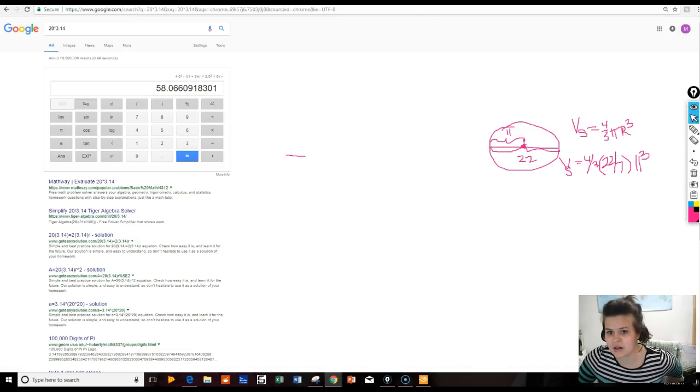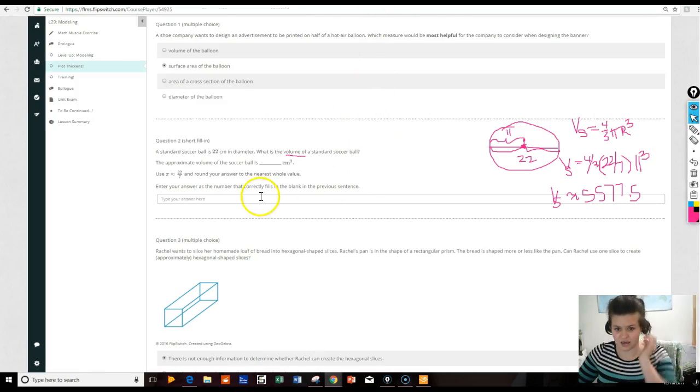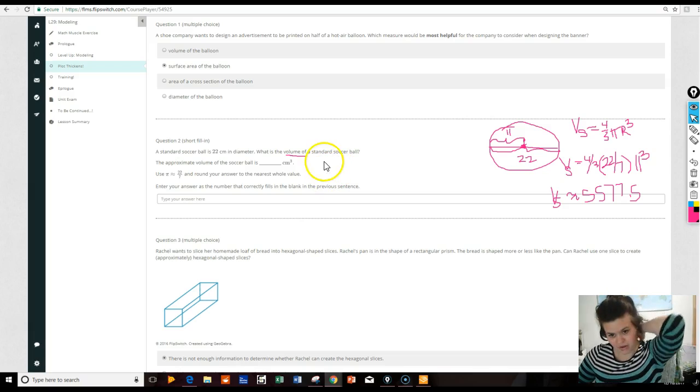And we're going to come over here to our calculator. We're going to type in parentheses 4 divided by 3, close parentheses, times parentheses 22 divided by 7 for our pi approximation, times 11 x to the y 3, which is 5,577.5. So the volume of the sphere is approximately 5,577.52. And round your answer to the nearest whole value.